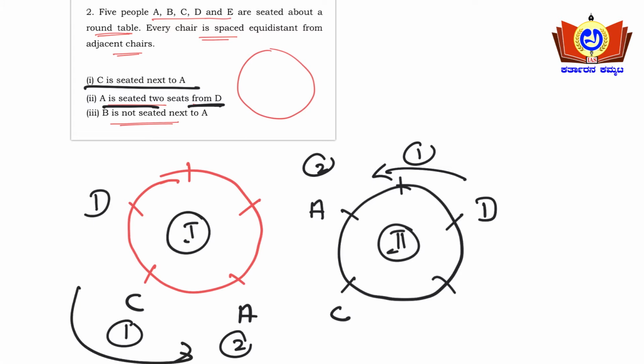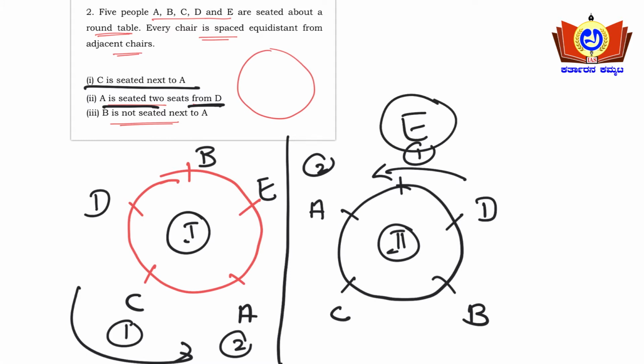Okay, B is not seated next to A, so B will not be here next to A, means B will be here. Okay, so what is the remaining person here? A, B, C, D and E will be here, and B is not seated next to A, means B will not be here, so B will be here. So A, B, C, D and E will be here. Okay, these are the two conditions I have got here.